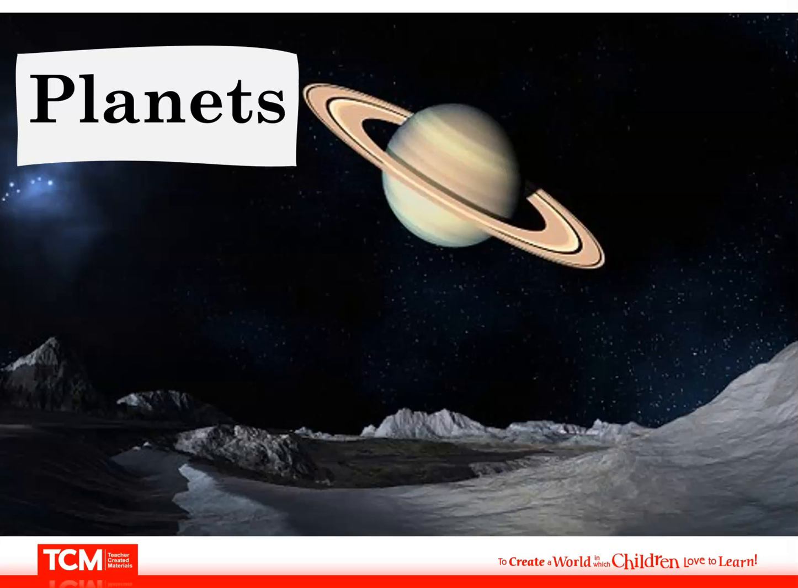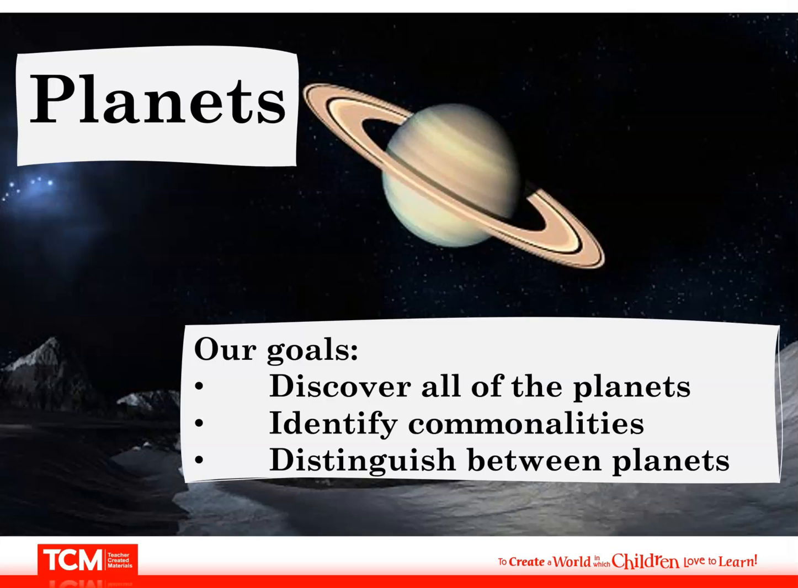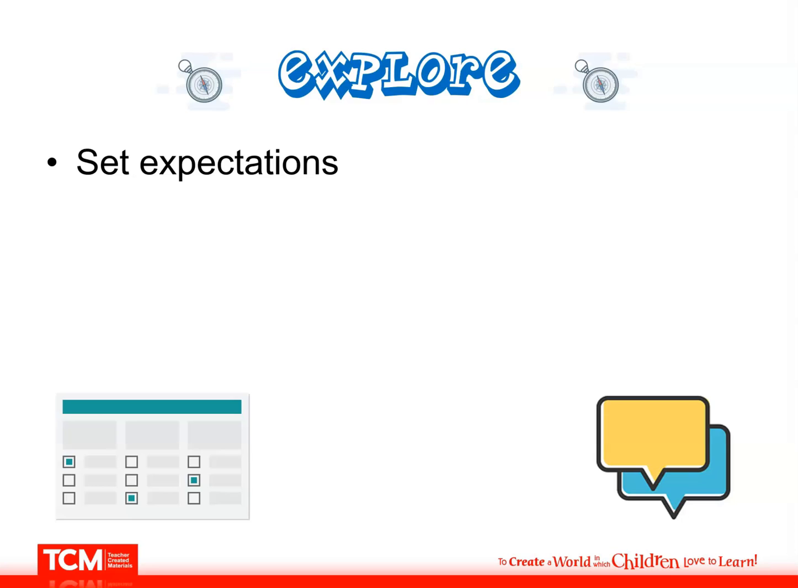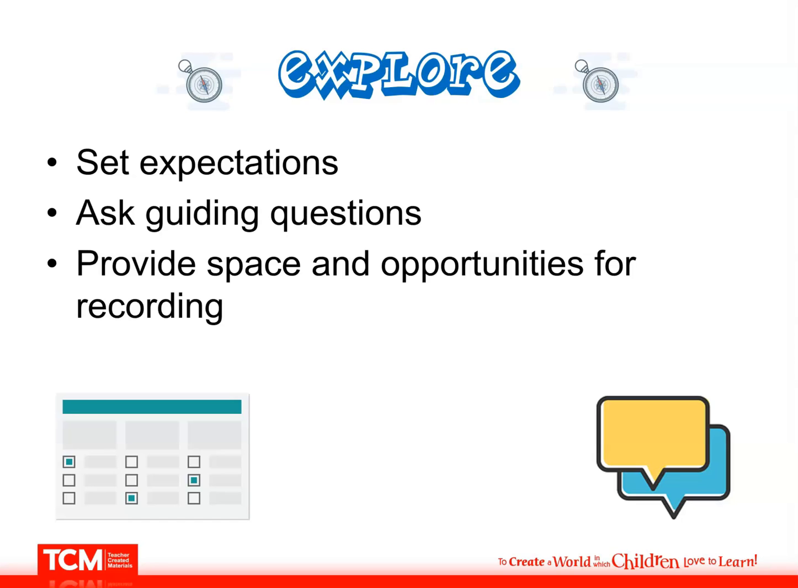So we're going to talk about planets. In this particular example, students will be discovering all of the information they can about planets, the names of planets, commonalities, and distinguishing characteristics between planets. So in the exploration phase, first and foremost, you have to set expectations for students. Here's what you have to discover. You're going to provide guiding questions and a space for students to record what they've learned.